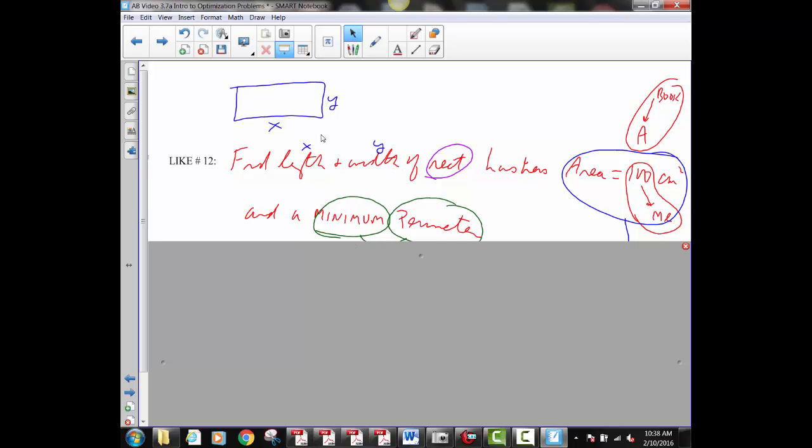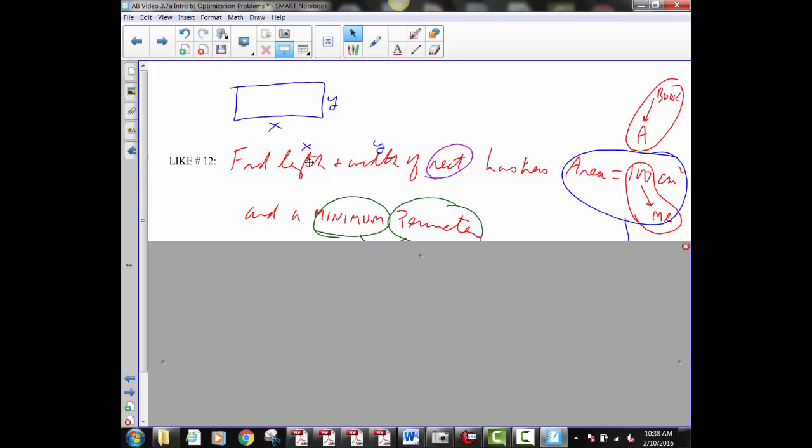This is like number 12. Find the length and width of a rectangle that has an area of 100 square centimeters and a minimum perimeter. So we're going to need to find this relative minimum, but ultimately they didn't ask what is the minimum perimeter. They're asking what are the length and width of the rectangle that will have this.